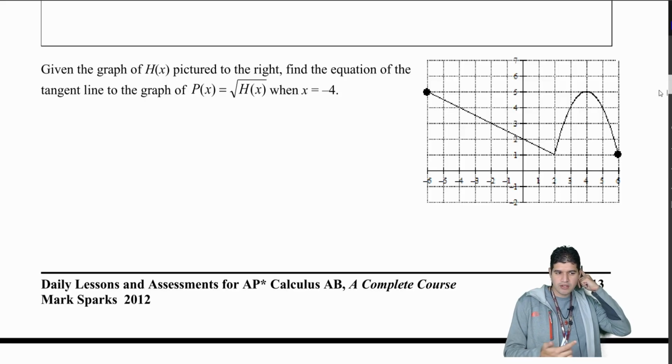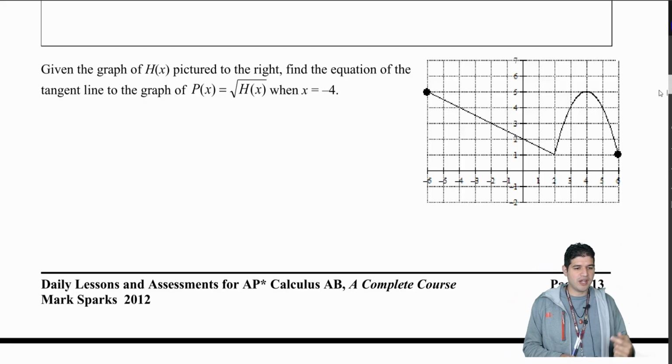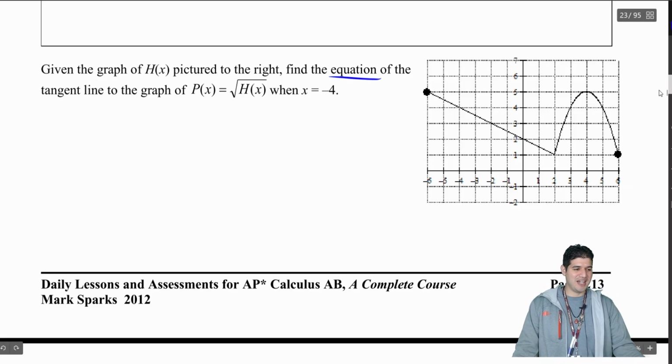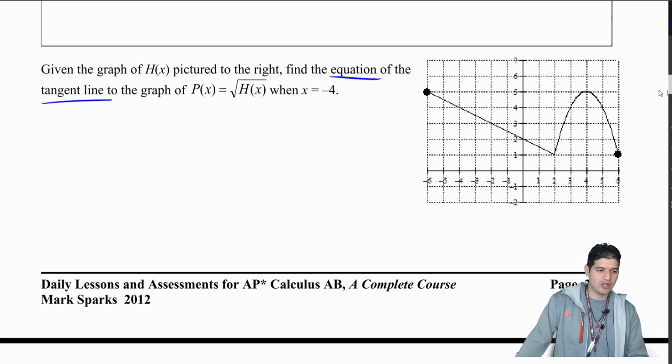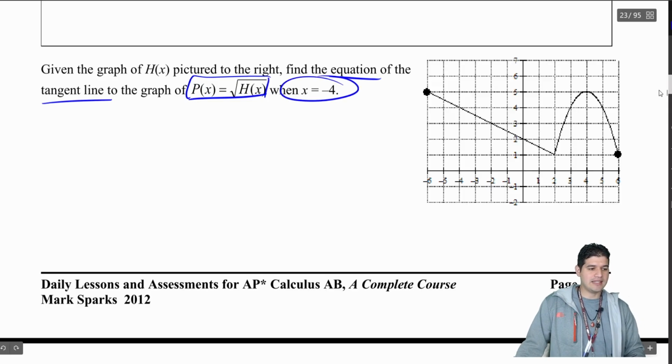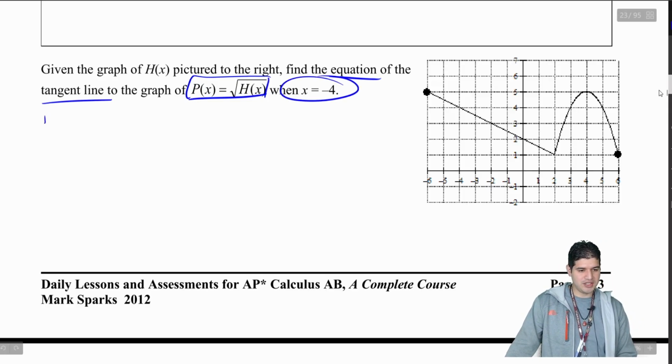All right, so here we're given the graph of h of x, and that's the graph right above me. We want to find the equation, so let me underline that, because anytime it says something about tangent lines, I'm always going to check: is it the equation or is it just the slope? And p of x is right here, that's what we're going to need where x equals -4. So let's find that point of tangency. What is my point of tangency? I'm going to find p of -4.